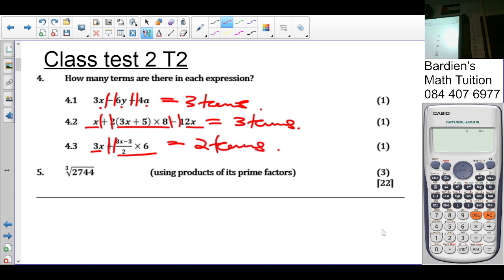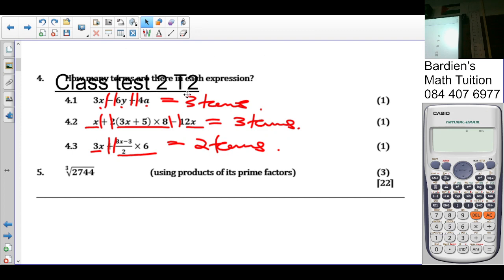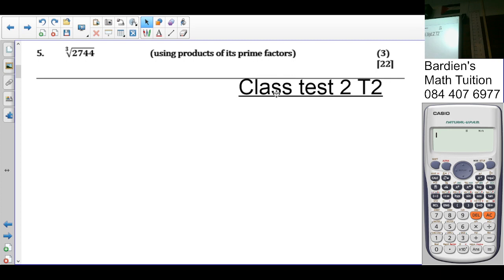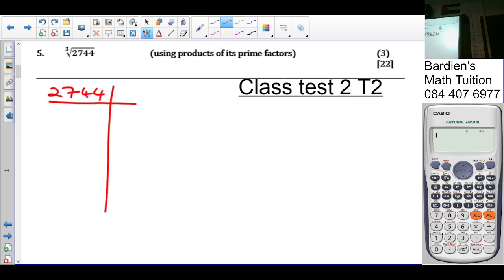Next question, question 5. In question 5, we are explicitly told that using products of its prime factors, you must work out the cube root of 2744. So 2744, you first use the ladder method to work out the factors. You can use the decomposition method as well. Whichever method you feel comfortable with. I'm going with this one here.